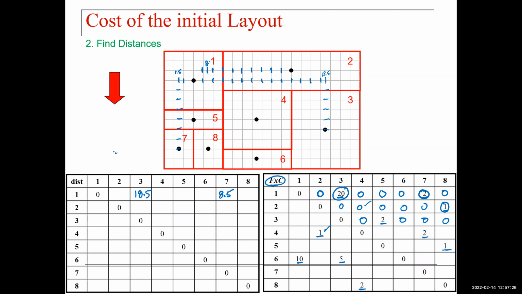There's 3.5. 1, 2, 3, 4, 5, 6, 7, 8. So that's 16.5. And you understand the process, right?